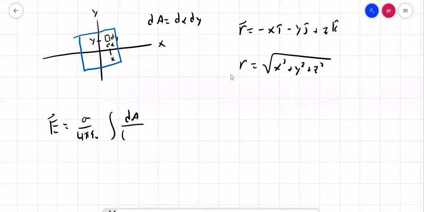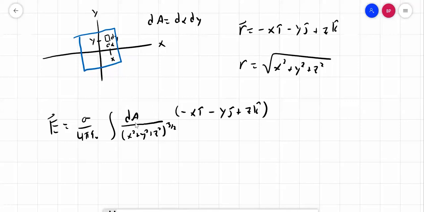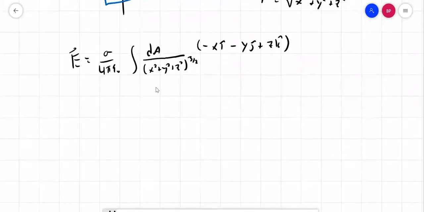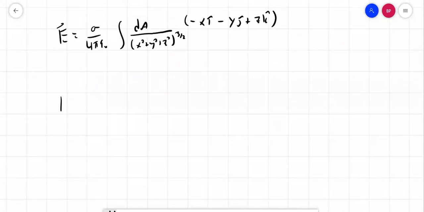once again, just like we saw before. So this is x squared plus y squared plus z squared to the 3/2. And I have to multiply by my vector here. This is negative x in the x direction, negative y in the y direction, positive z in the z direction. All right, but I know my dA is dx dy. So I can simplify this.